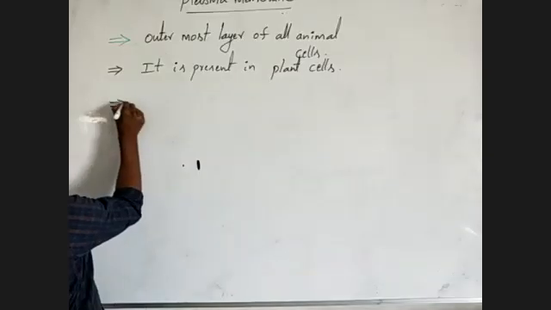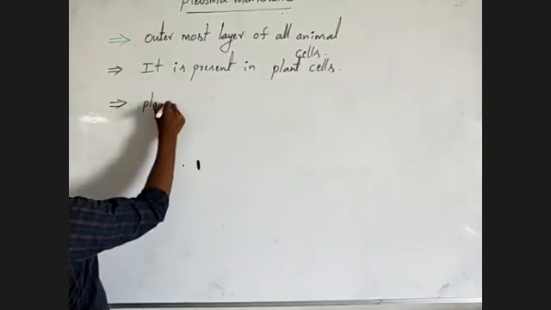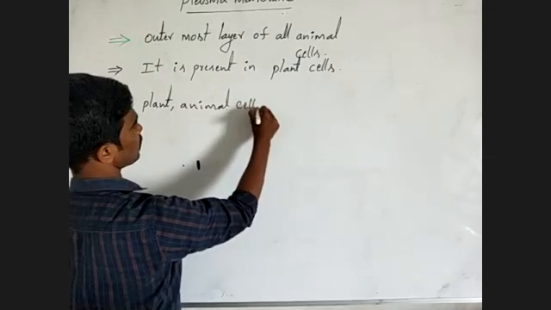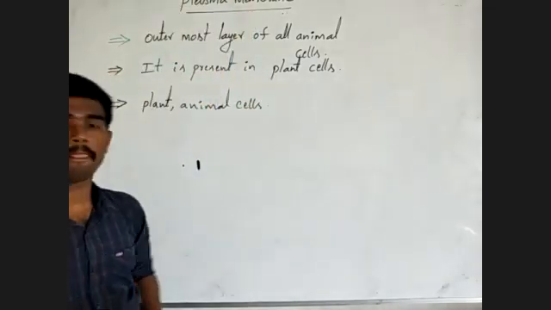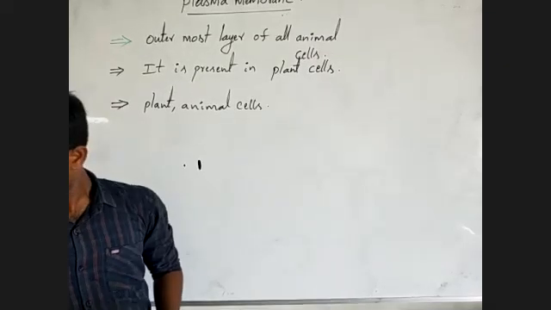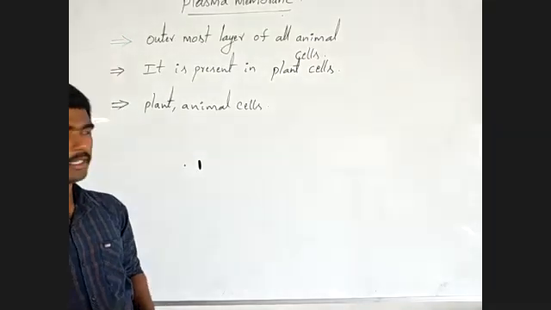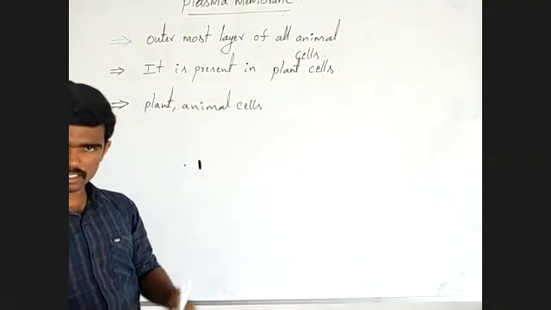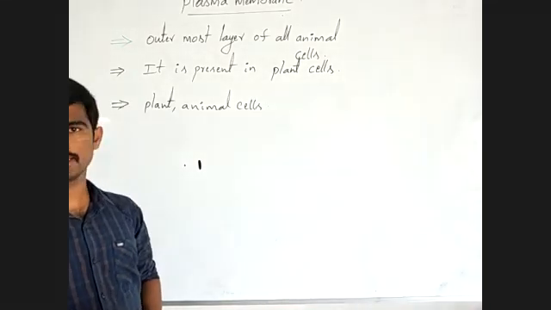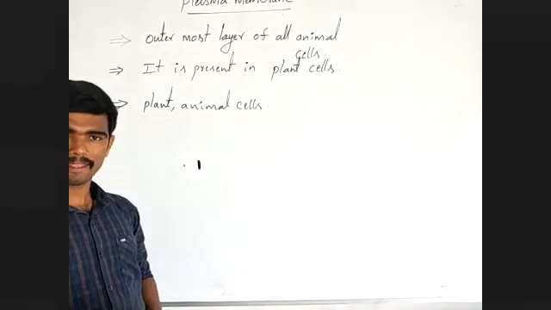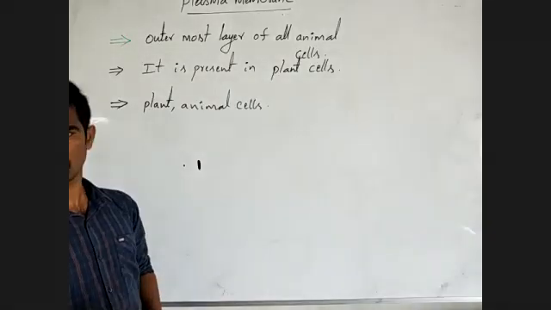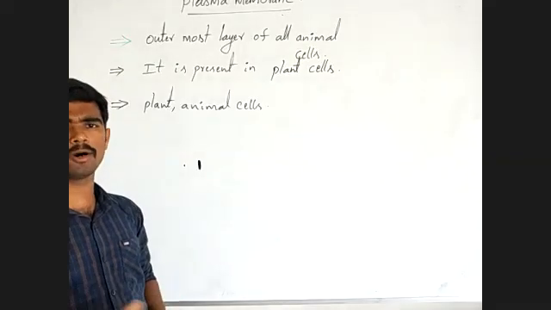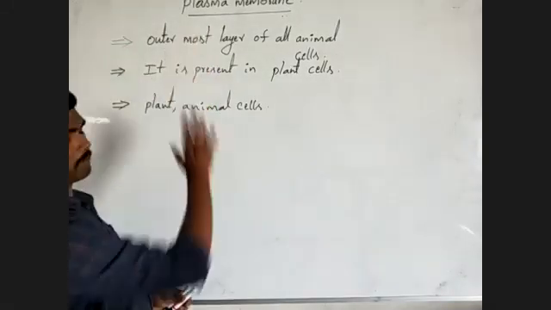In all cells, in plant cells and animal cells, the plasma membrane is present. What is the use of the plasma membrane? It is the outermost layer. It is present entirely on the extreme outside of all cells. That is why it protects all the inner parts of the cell. Cytoplasm, cell organelles, and all other parts are protected by the plasma membrane.